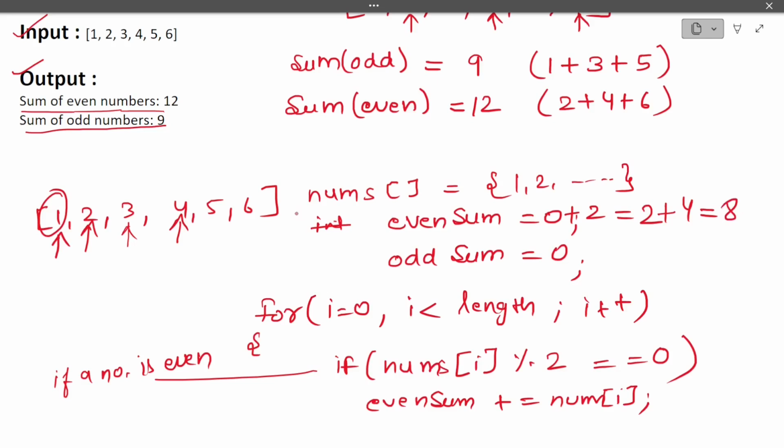In the similar way, when we encounter 4 plus 2, 6. So the next time when we encounter 6, this condition will be true again, and we will add 6 more. So at the final time, we will get 12 as the output. Let's see the odd condition now.